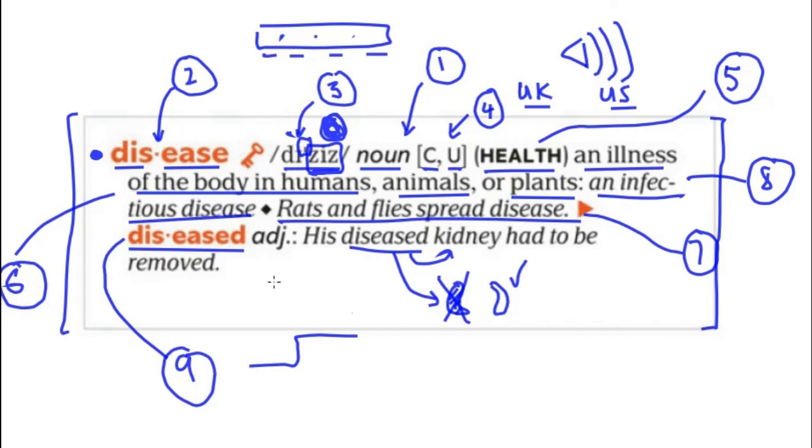So just from this very small dictionary entry, just 4 or 5 lines, we got about 9 pieces of information. So as you can see, a dictionary is packed with information. It has a lot of information, and if you learn how exactly to read the dictionary entry, you can benefit from this information and it will help your language.